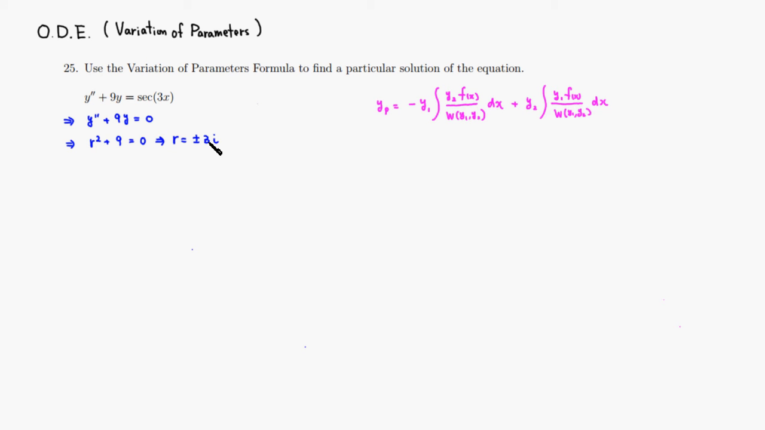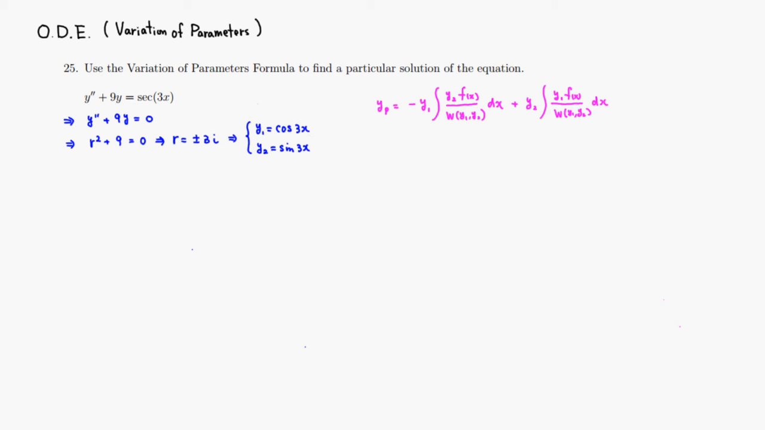Then what we want to do is find y1 and y2. In this case it's going to be a cosine and sine, since it's 3i. So y1 is going to be cosine of 3x, and I'm going to take y2 to be sine of 3x. So we found y1 and y2.